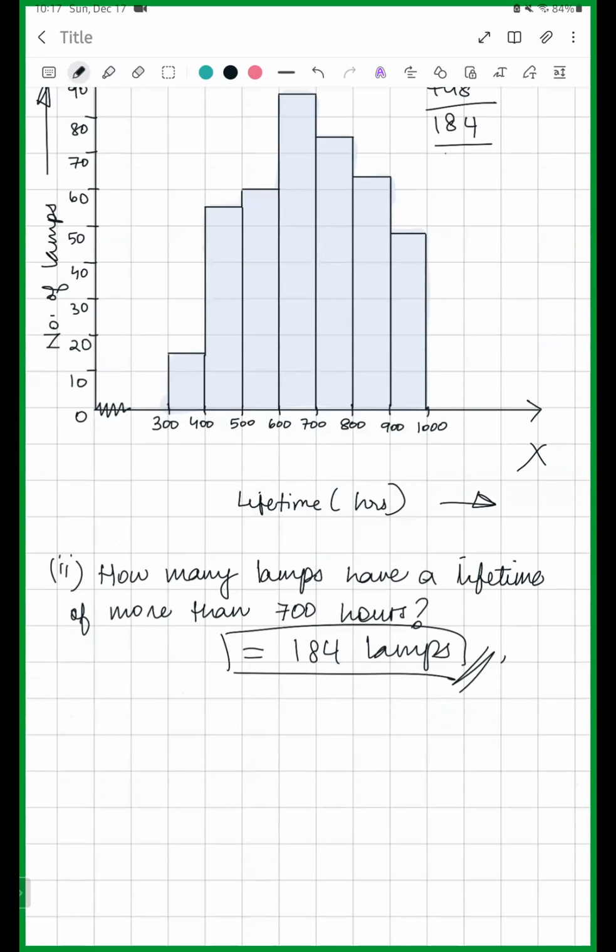The sixth and seventh question we will do in the next class when we start the new topic of frequency polygon. Right now, we will do histogram. So, eighth question. Come to the eighth question.